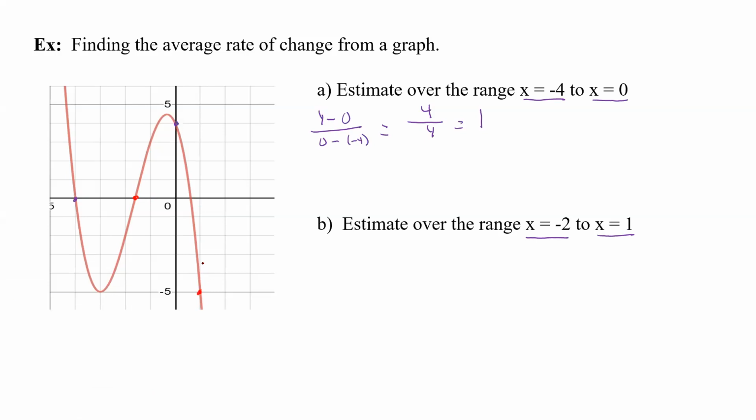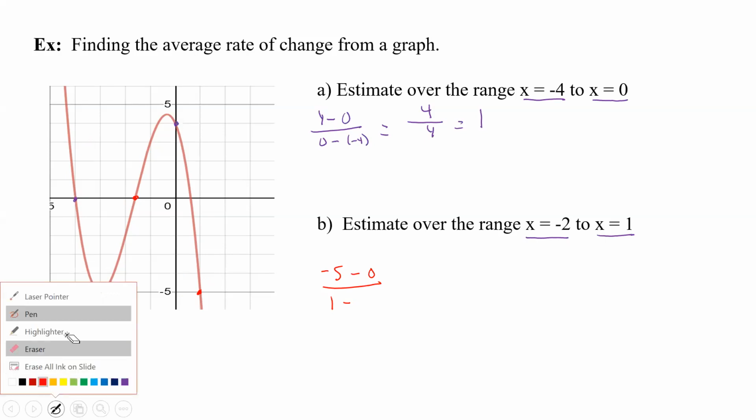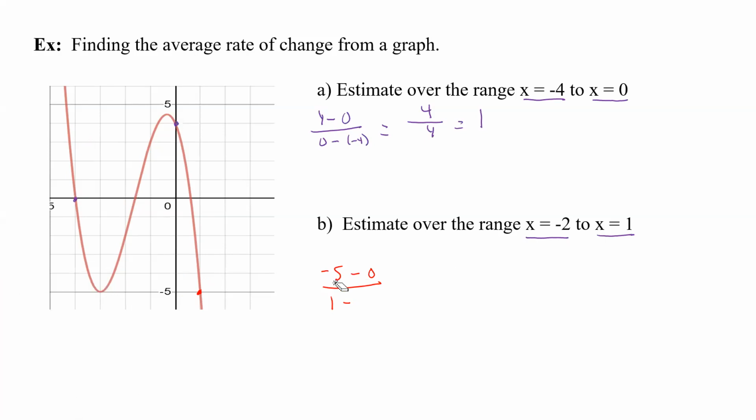Okay. So here our first y is going to be, it looks like a negative 5, minus our original y, which is 0, all over our second x, which is 1, and then minus, well, actually, I don't know why I did that. Negative 2 is right here, so I totally messed this up. I don't know what I was writing over here. So we'll just start over.